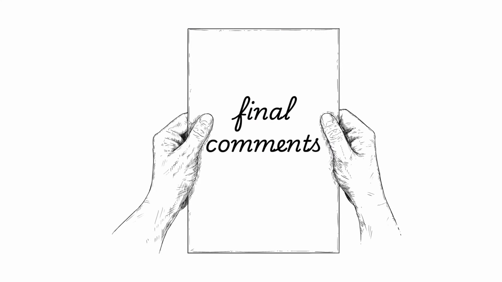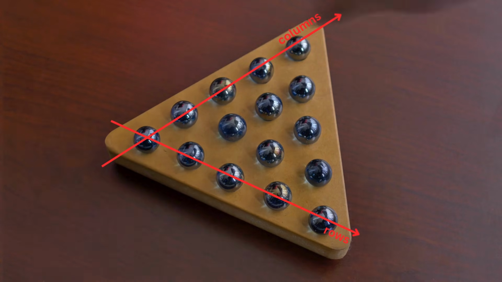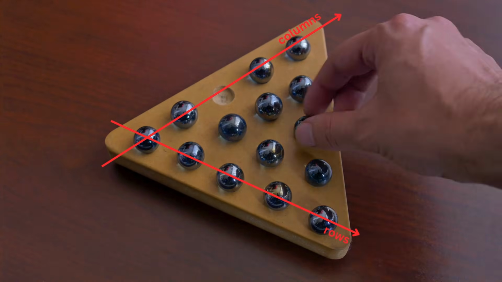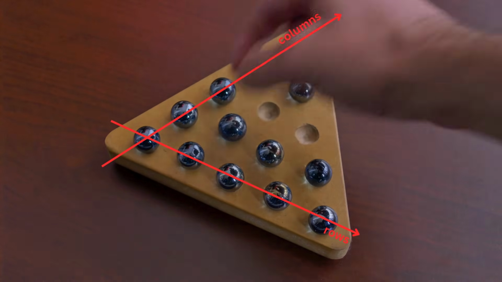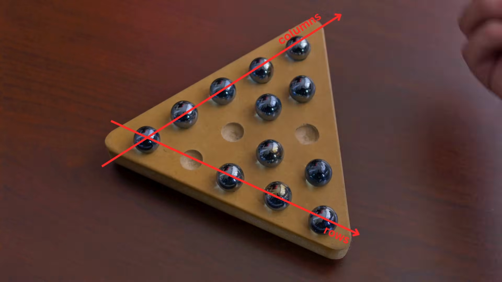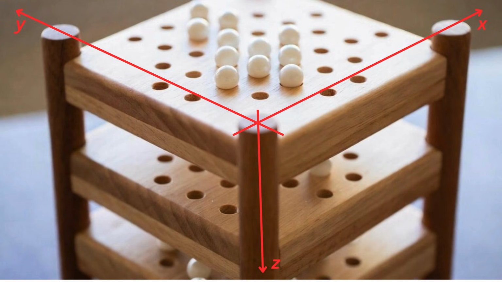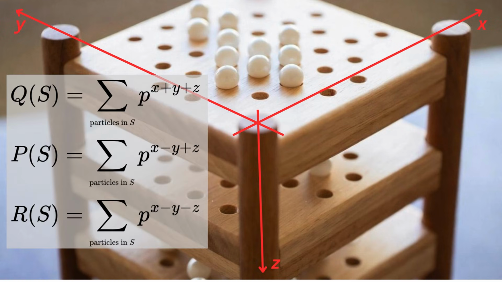Finally, let me add some comments. 1. The result applies to all boards where the pegs are arranged in rows and columns. 2. Although the result was derived for 2-dimensional boards, it applies to boards in 3 dimensions. In this case, we could define 2 conserved charges per plane. However, we do not need so many charges. 3 charges are enough. It is now easy for my viewer to generalize to an arbitrary dimension.